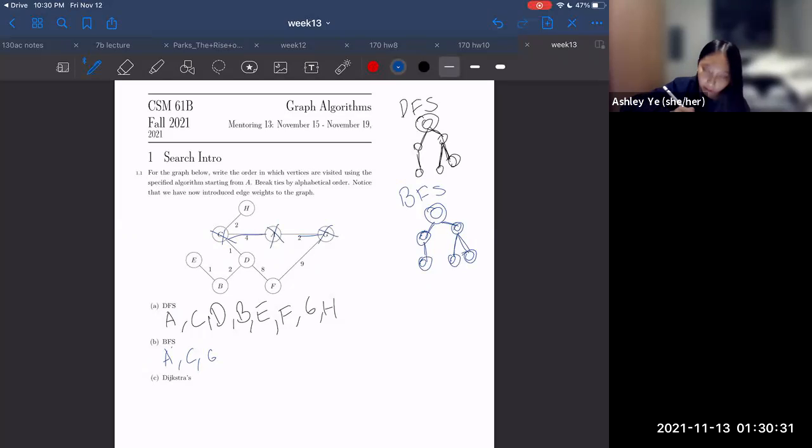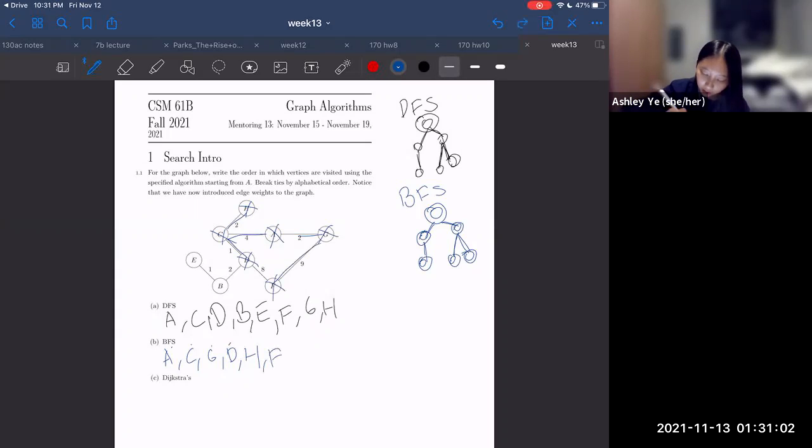Then we want to visit the neighbors of the next vertex, which is C. C has two neighbors, D and H, and we visit those alphabetically as well: D and H. That's all the unseen neighbors of C. Next we visit the unseen neighbors of G, which is F. Then I want to check the unseen neighbors of D. There are none, so we move on. Unseen neighbors of H are none, so we move on.